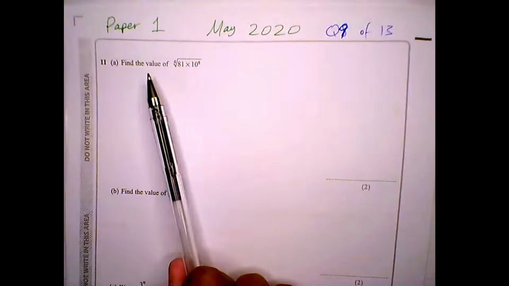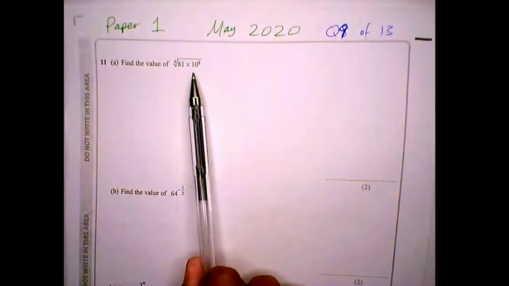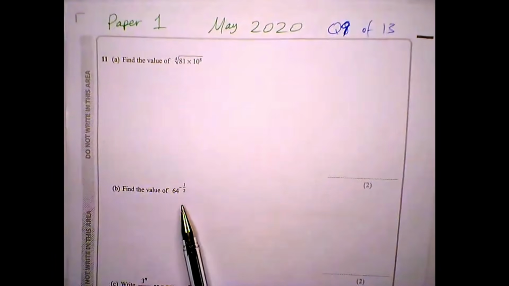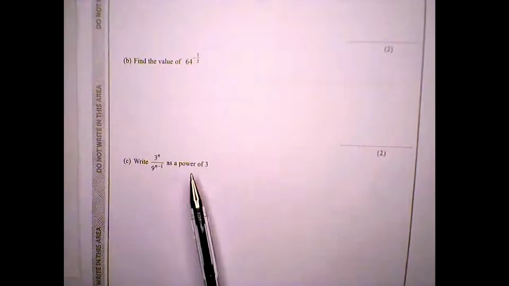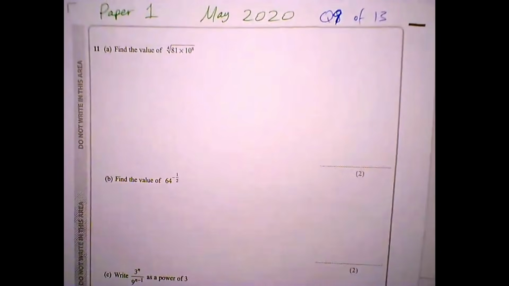Find the value of the fourth root of 81 times 10 to the power 8. Find the value of 64 to the power minus half. And then here we've got write 3 to the power n over 9 to the power n minus 1 as a power of 3. So this one is similar to what we've just done now. Press pause when you are ready. Press play for the answer.